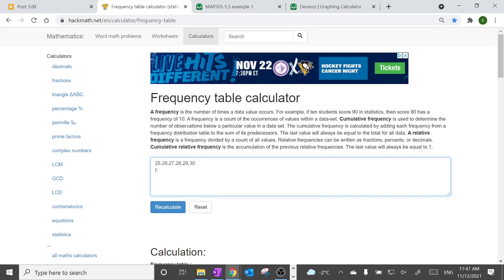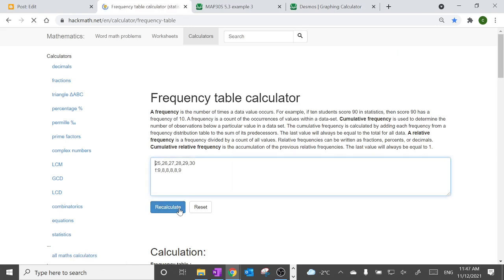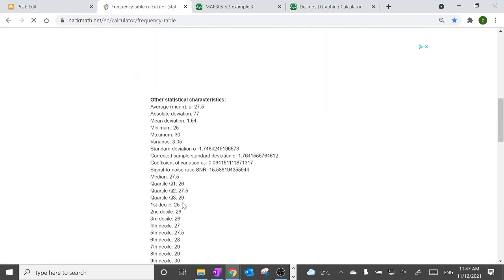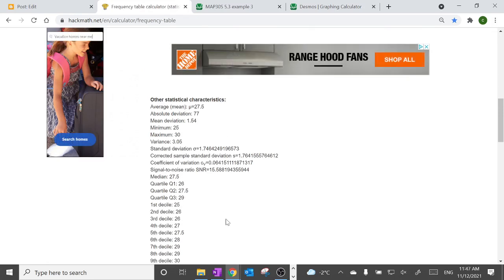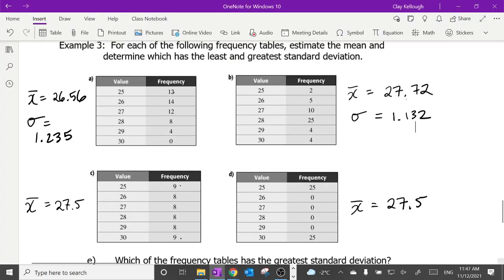So this one's 9, 8, 8, 8, 8, 9. Do I have enough 8s? 1, 2, 3, 4. Do I have 4 8s? I do. Recalculate. And the standard deviation for this one is 1.746. So go back to our data, and this one, standard deviation is 1.746.